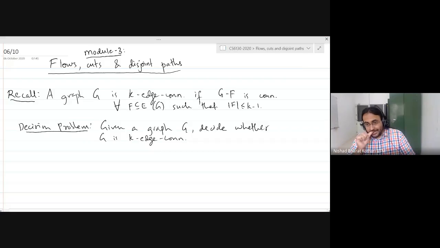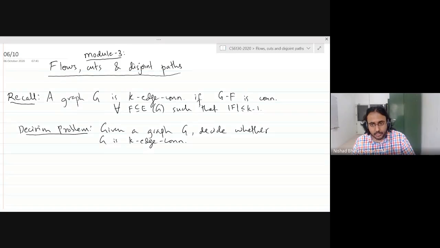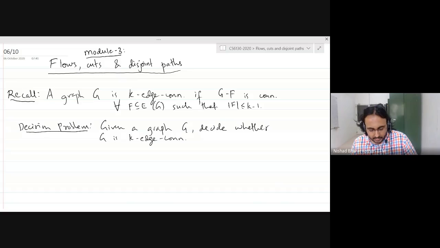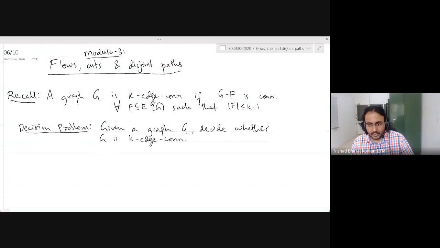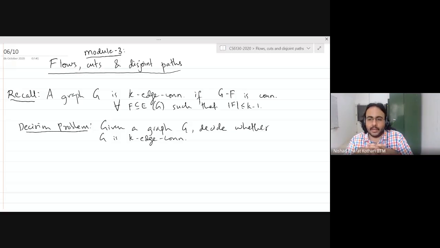All right. So we have finished planarity module 2, and today we are moving on to module 3, flows, cuts, and disjoint paths. Before we go on, are there any unresolved issues from planarity connectivity that you would like to discuss? We can take a few minutes to discuss whatever unresolved issues there are from previous modules.